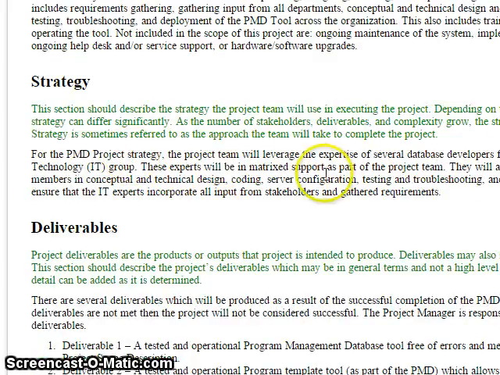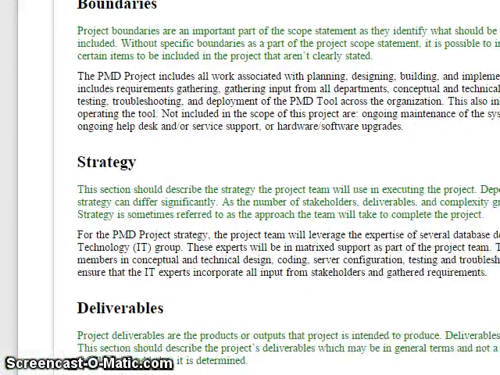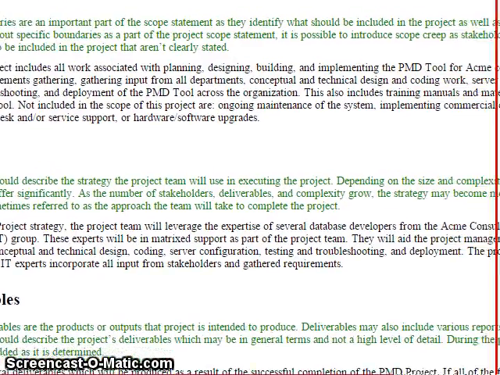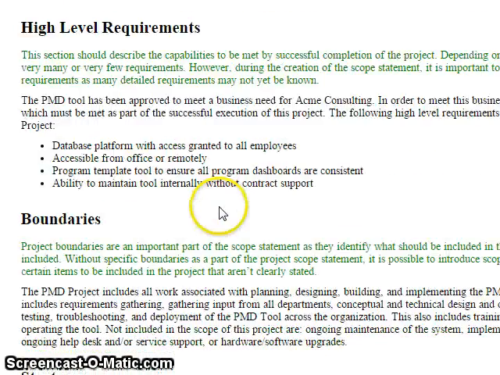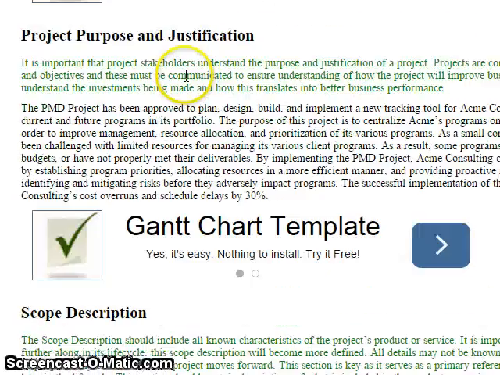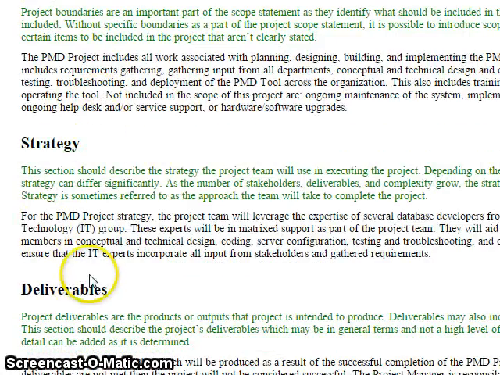Developers. Wow. No, wait, there's something else here. The project will leverage the expertise of several database developers from the Acme consultation group. These experts will be in matrix support to the project manager and other team members. It falls in the high-level requirements, right? So look at this. This strategy and the high-level requirements are something I explained together, but these people have separated them.